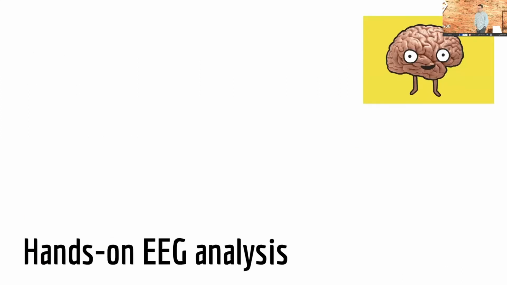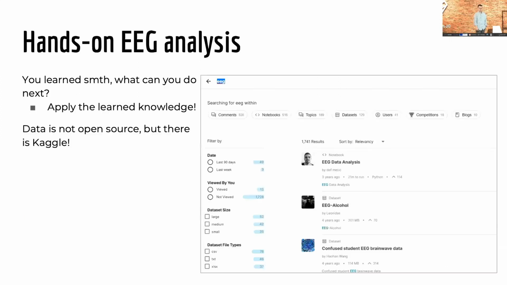All right, so you learned something, and I believe it's very useful to apply knowledge. Otherwise, what's the point of this whole thing? Immediately after this talk, you could go to Google or Kaggle and type EEG, and that's one of the few ways you could get hands-on EEG data. You see several notebooks, several codes, and even 18 competitions related to EEG. Trust me, most of them are in-class competitions, so you won't be able to earn a lot of money, and those that were not in-class competitions are already over for many years. So data is not open source, but there is Kaggle.